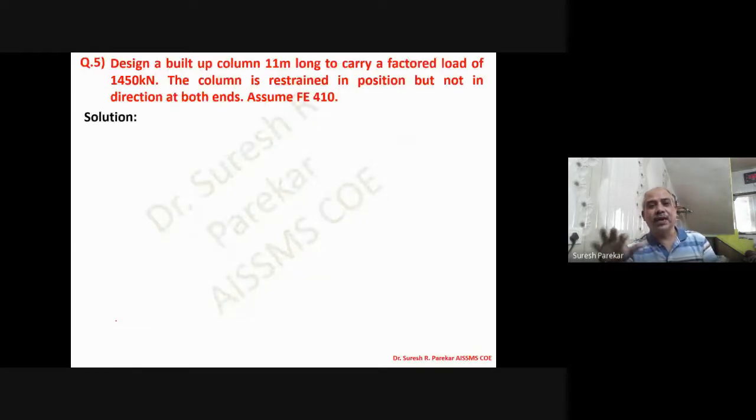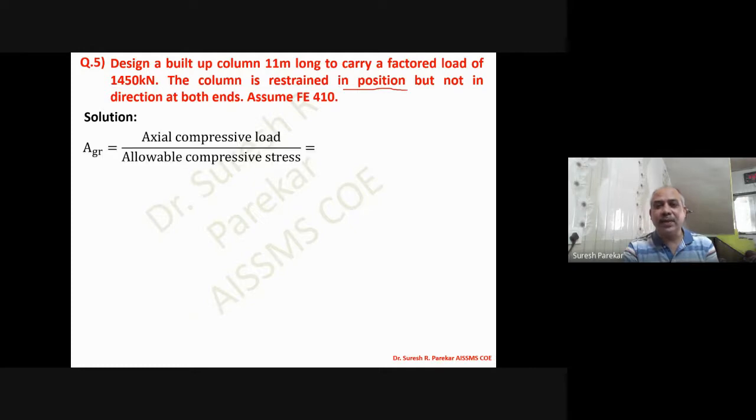Now we will go for a built up column, which is 11 meter long, and the load we have is 1450 kilonewton. It is restrained in position, but not in direction. So we have to use table number 11, and from table number 11, we are in a position to decide the value of K for the column. For this we have K1, so both ends are simple support, and therefore the value of K becomes 1, and we have effective length, that is KL, which will be 11,000.